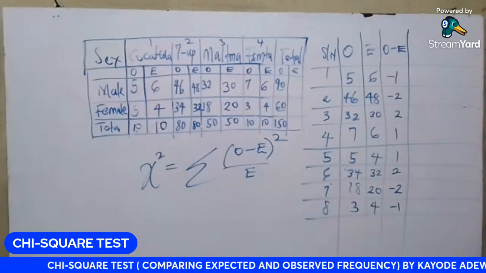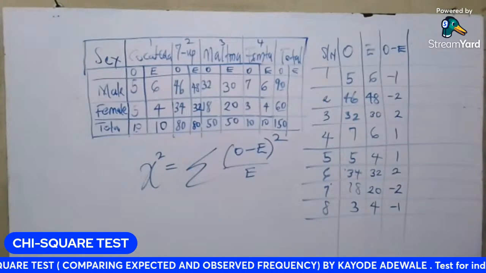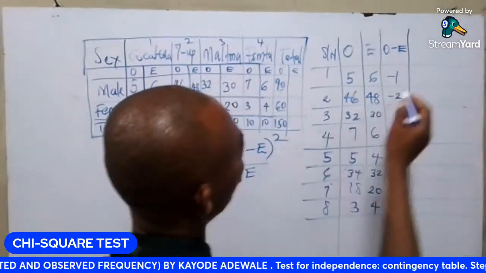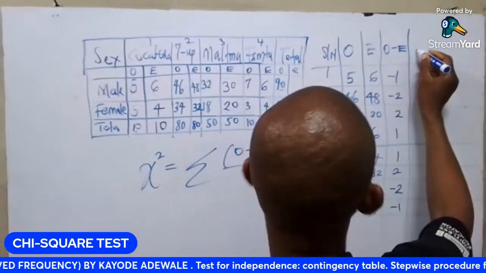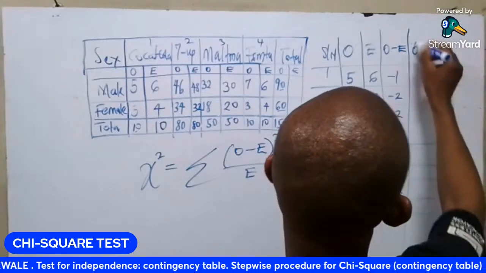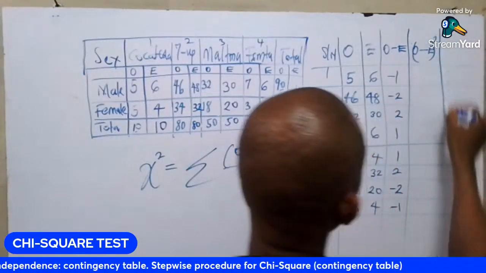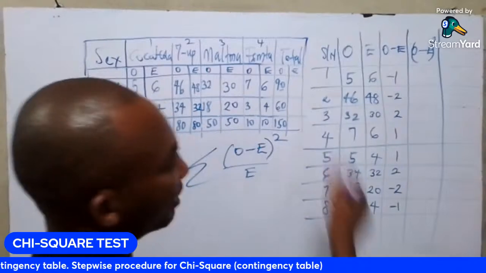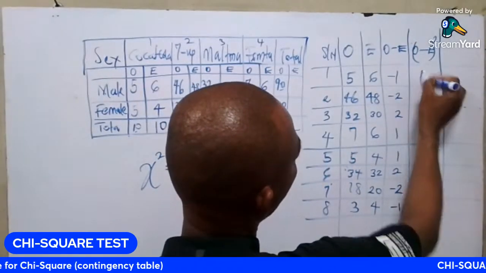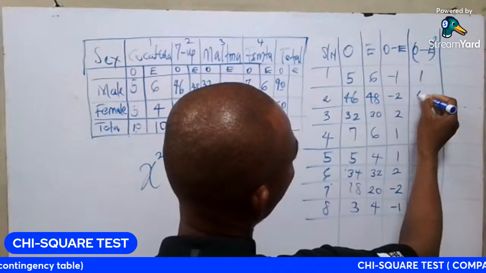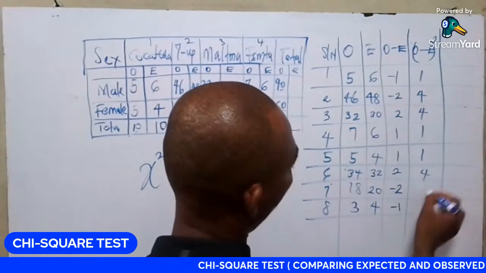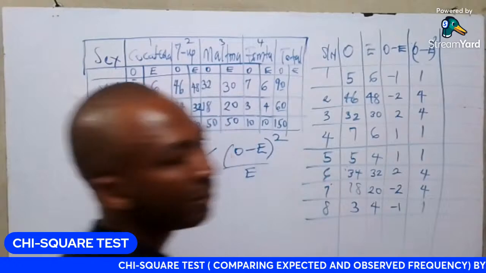From there now, since the formula says observed minus expected all square, the next thing to do from here is to get your observed minus expected all square. So we want to square this now. Squaring minus 1, that is 1. Square 2, that is 4. Square 2, 4, 1, 1, 4, 4, and 1.